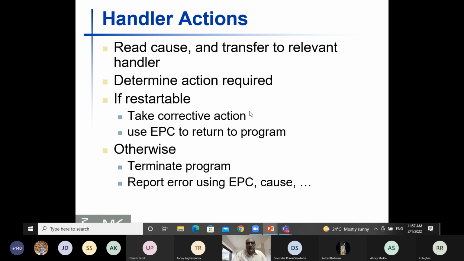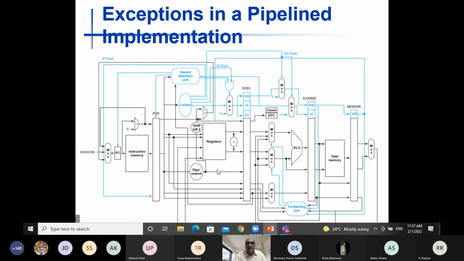Some exceptions will simply terminate the program and throw a message. For example, if the exception is a wrong operation code, there is nothing to be done, so you display the message and terminate the program. For other things like arithmetic instructions, where the result is not that important, you can overlook it and display the message, or otherwise restart the instruction from the save point. That way the exceptions can be handled.